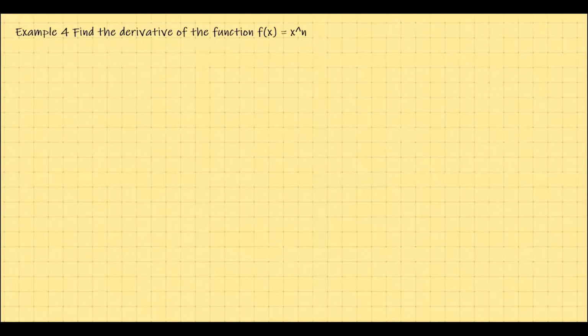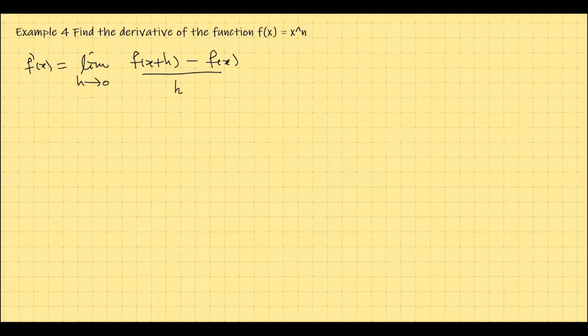Moving on to the next example, let's try and figure out the derivative of the function f of x equals x to the n. So again, we will just apply the definition of differentiation. So we want f prime x, which is going to be the limit as h tends to 0 of f of x plus h, take away f of x, and we divide the whole thing by h.